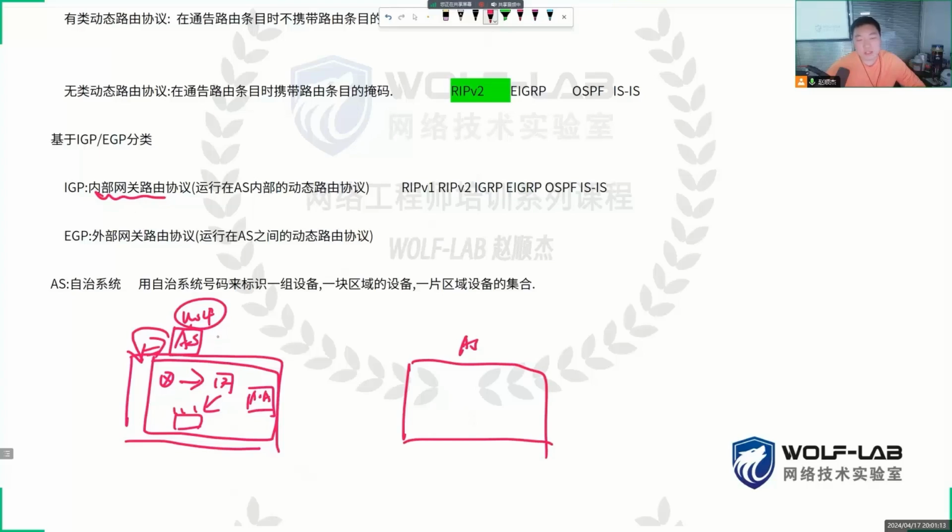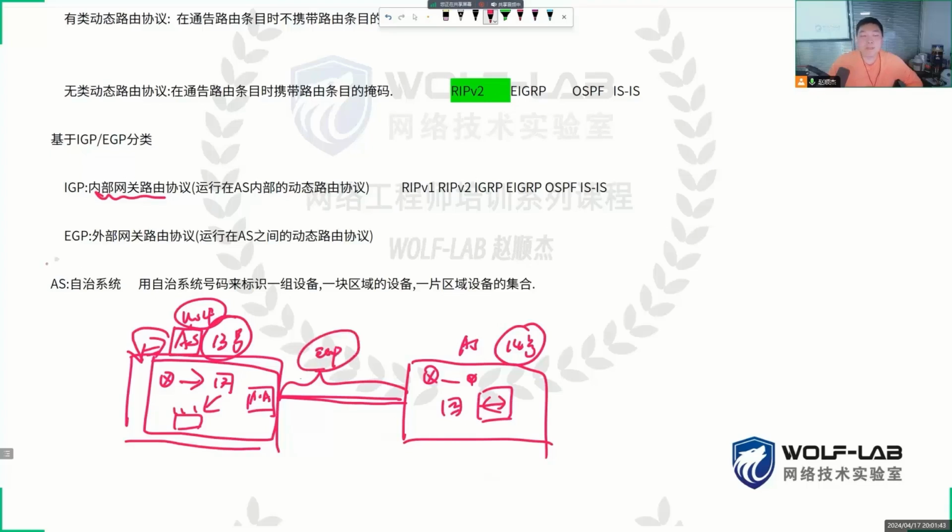We can use the AS number to identify our certain area of devices. Building 13 is one AS, Building 14 is one AS. We use the AS number to identify our network of devices. So between two autonomous systems, one is AS13 and one is AS14, we run the dynamic routing protocol called the External Gateway Routing Protocol, also known as the EGP protocol. Its representative is BGP, the Border Gateway Protocol.